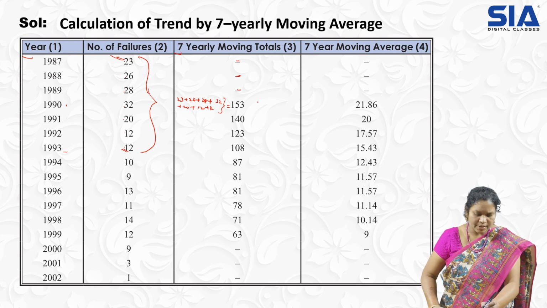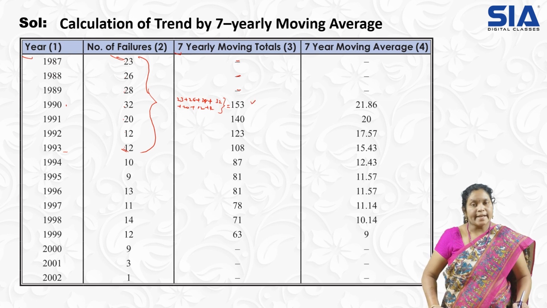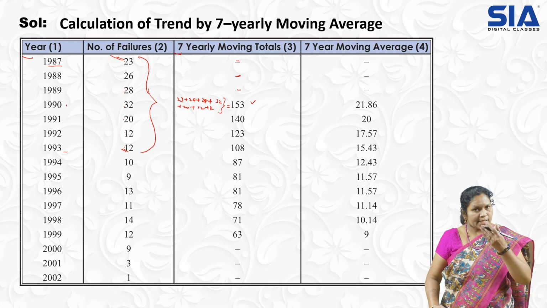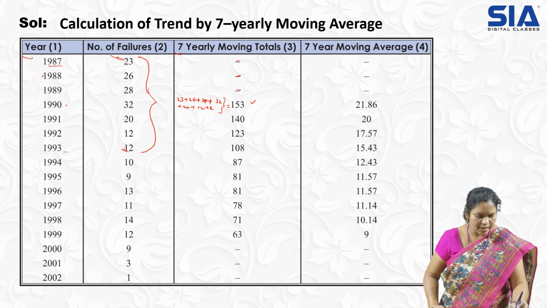So we are done with the first value. Now next 7 years we have to do. How to do that? The first year we have to avoid, that is 1987 we have to avoid. Next 7-year moving total we have to do, means start with 1988 and end with 1994.